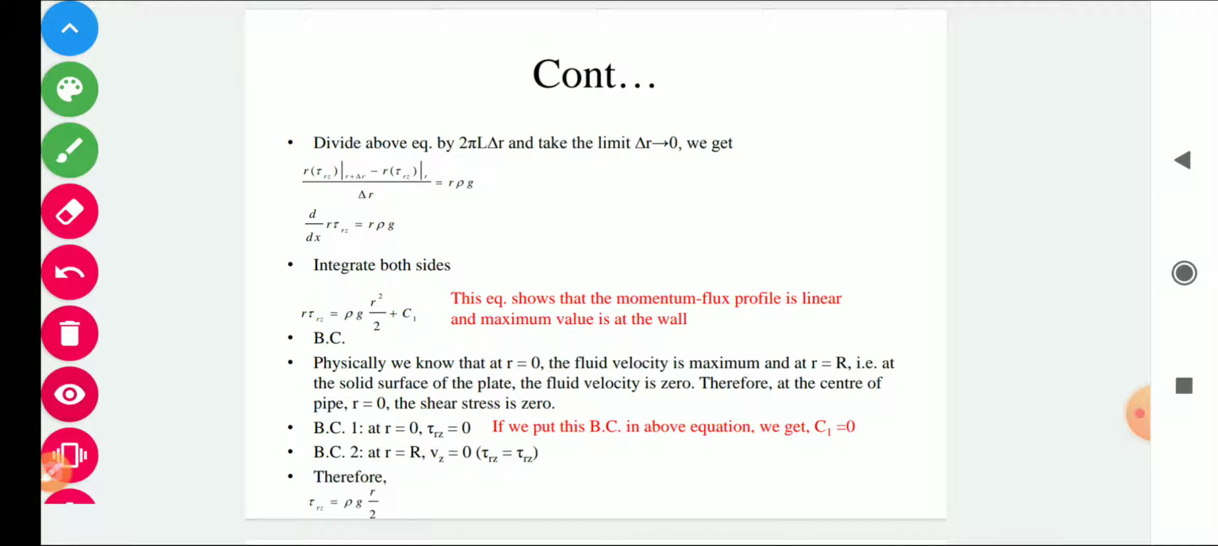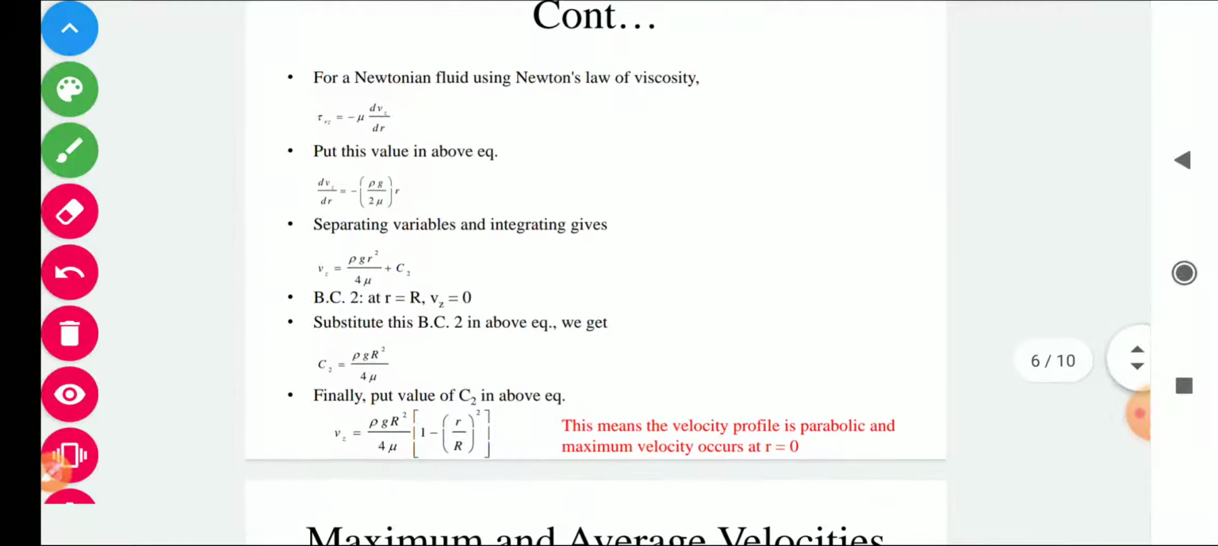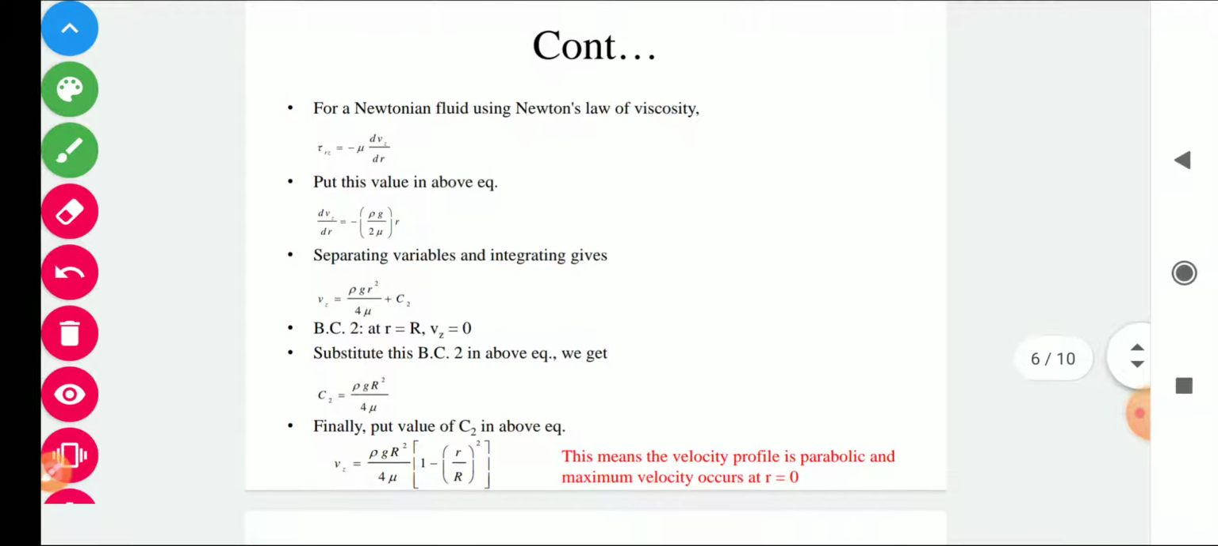Now we can apply viscosity, that is tau rz will be equal to minus mu dvz by dr, and if we put this value in the above equation, finally we will get this equation. Now to solve this equation, we have to separate the variables and integrate, and after integration we get this equation. Now to solve for the integration constant, we need the second boundary condition.